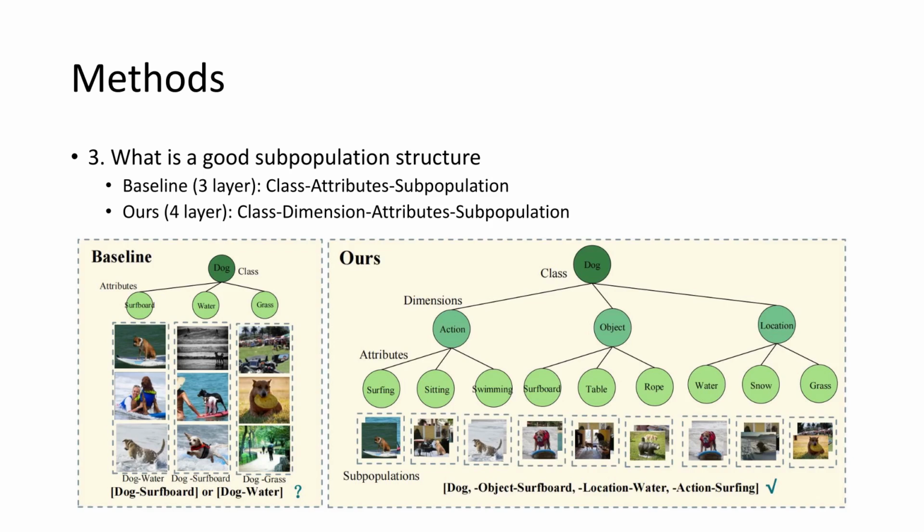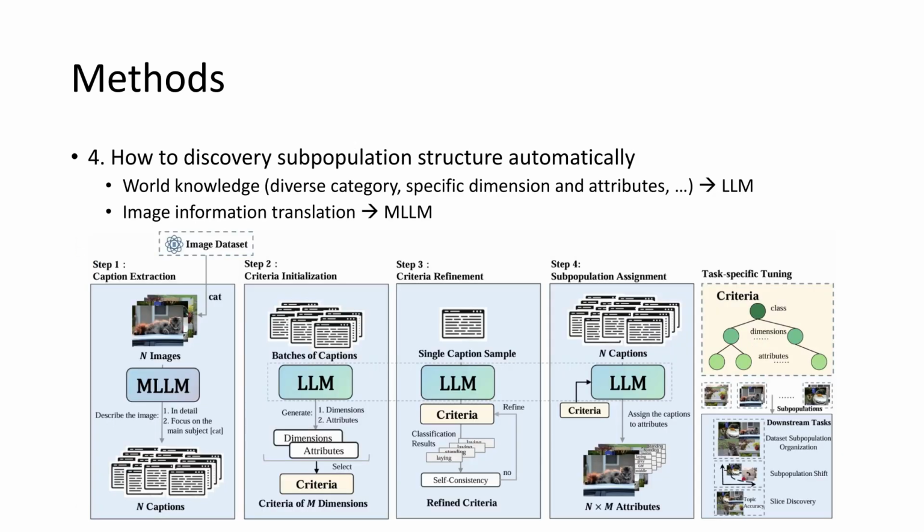A robust subpopulation structure effectively organizes and clarifies relationships within a dataset. The current baseline categorizes data into 3 layers: class, attributes, and subpopulations. To improve clarity and understanding, we propose an advanced 4-layer structure. This new framework adds a dimension layer between class and attributes, providing a more detailed and precise representation of the dataset structure.